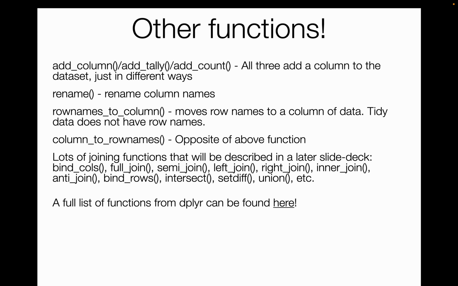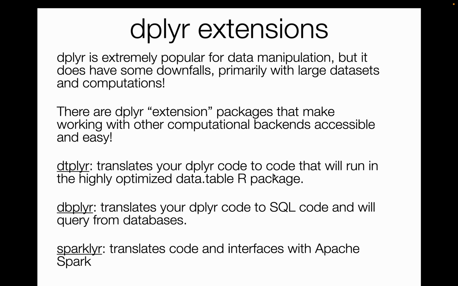The bottom one, there's lots of, so not the bottom thing, but the long list of functions: bind, calls, full join, semi-join, left join, right join, inner join. Those we will actually talk about in a separate video a little bit later on, about joining data frames, tibbles, data sets together. Okay, and I included a link here where you can find all of the dplyr functions.